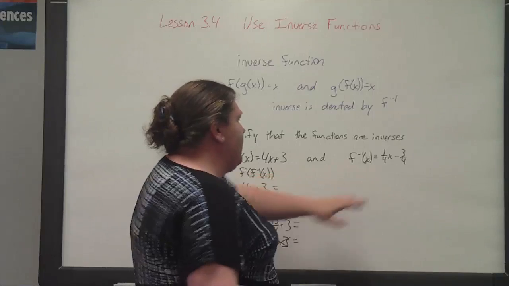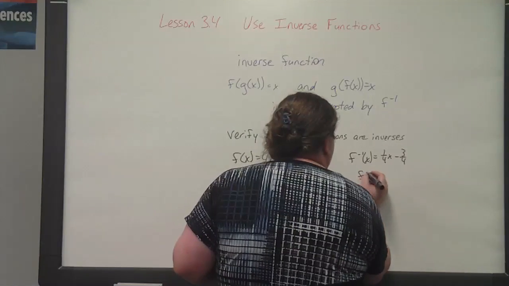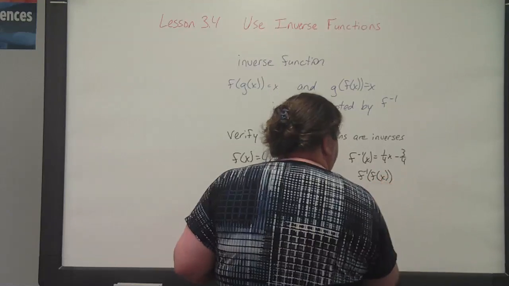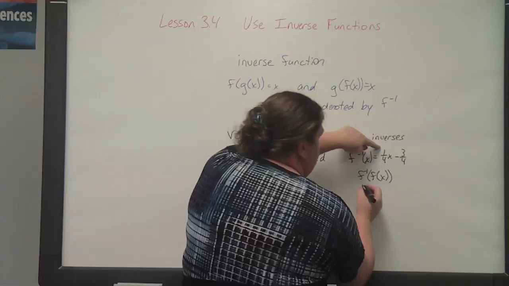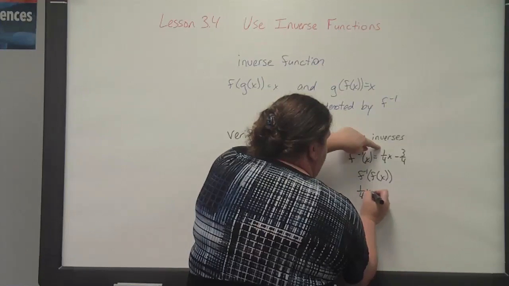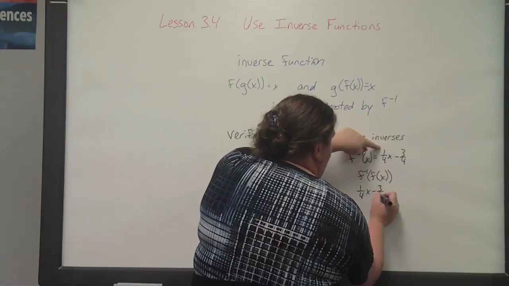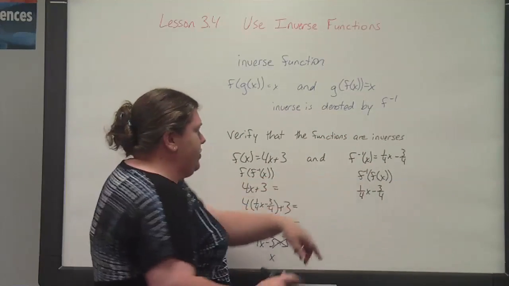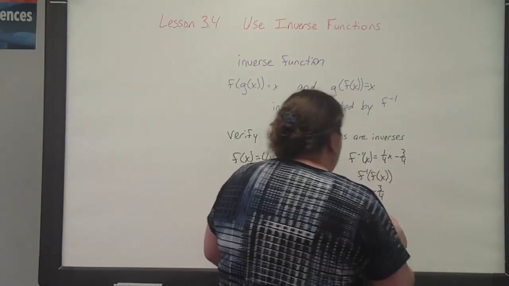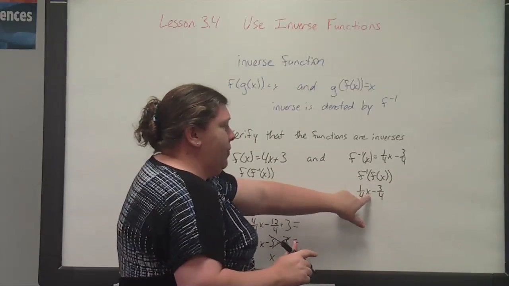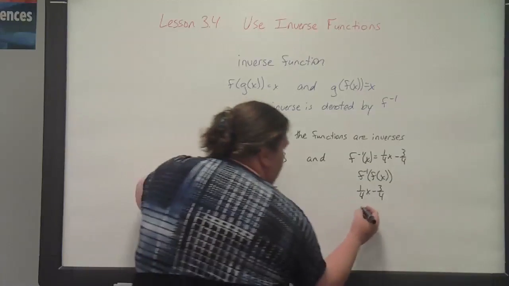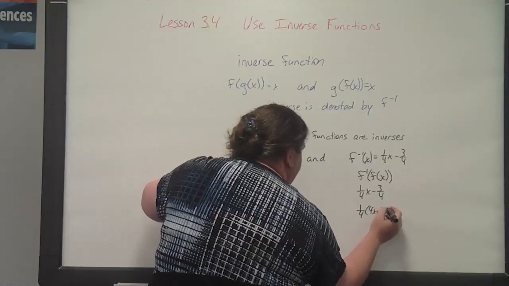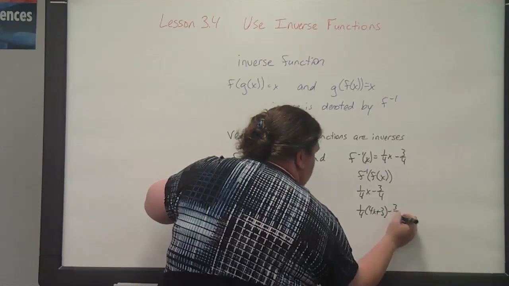Now, we're going to try it again. This time I want f inverse of f of x. So my f inverse is 1/4 x minus 3/4. Well, now that I've gotten that written, I have to remember that I need to put my f of x in the place of this x. So I'm going to say 1/4 times 4x plus 3 minus 3/4.